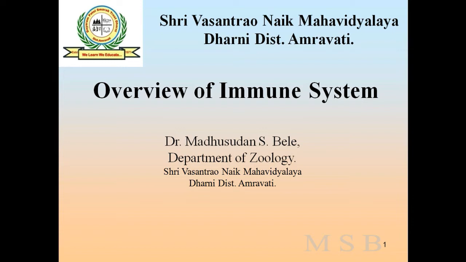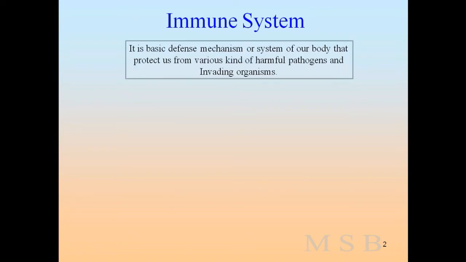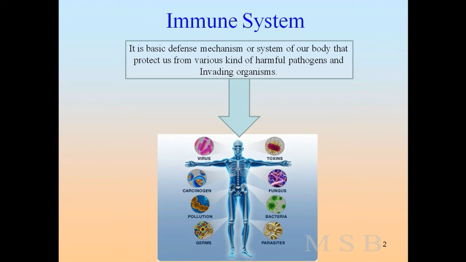In this lecture, we will discuss the overview of the immune system and its functions, the cells involved in the immune response, and the difference between innate and adaptive immunity. So what is the immune system? The immune system is the basic defense mechanism of our body that protects us from various kinds of harmful pathogens and invading organisms such as viruses, carcinogens, pollutions, germs, different kinds of toxins, fungus, bacteria and parasites.